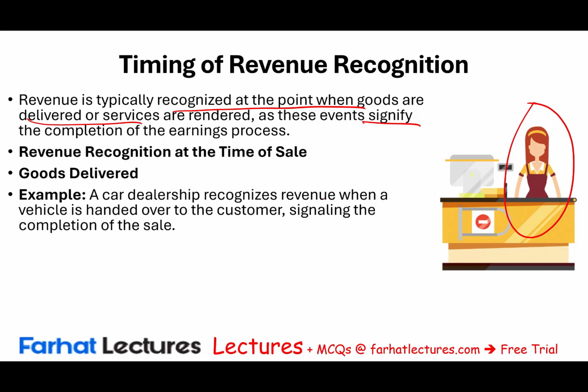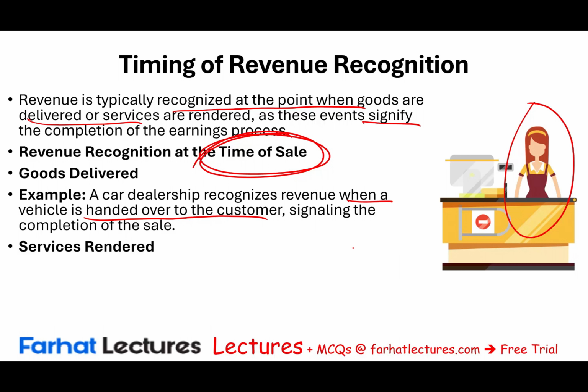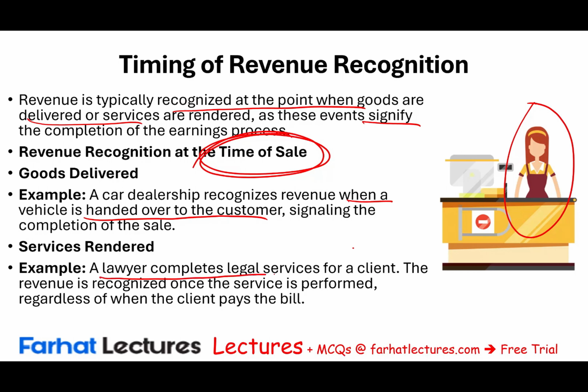A car dealership recognizes revenue when a vehicle is handed over to the customer, signaling the completion of a sale. This is called revenue recognition at the time of the sale. Same thing with services. A lawyer completes legal services for a client. The revenue is recognized once the service is performed, regardless of when the client pays the bill.